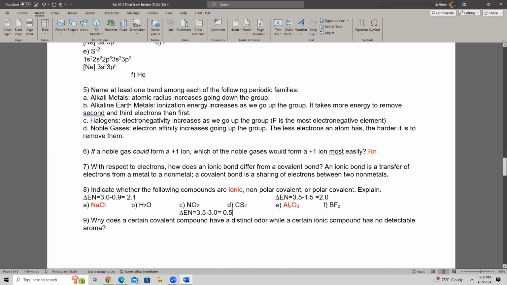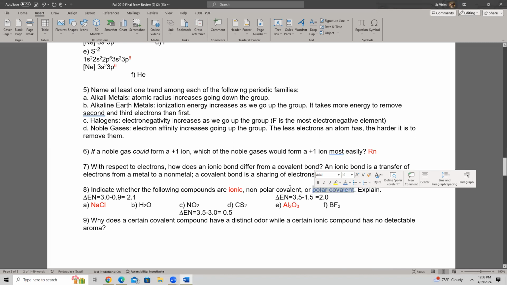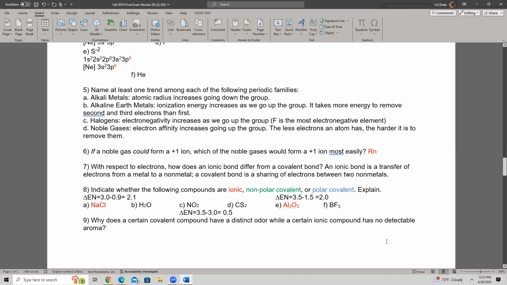Non-polar covalent and polar covalent. Now, polar covalent is supposed to give you a difference greater than 0.5. So I'm going to make this one blue and non-polar, I'm going to make them green, okay? So we have them all different colors. Hopefully you can tell the difference between them all.